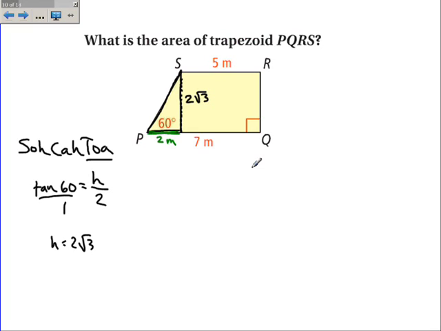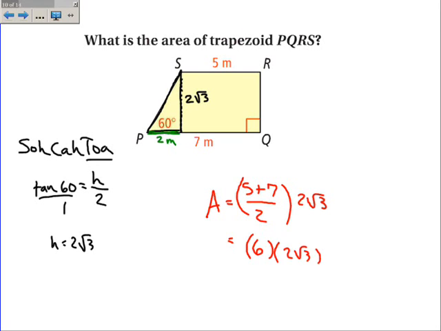Okay, so I go back to my normal trapezoid formula of the average of the bases times the height. Okay, the average of the bases, 5 plus 7 divided by 2 is 6, times 2 root 3, is 20.78 square meters. Okay.